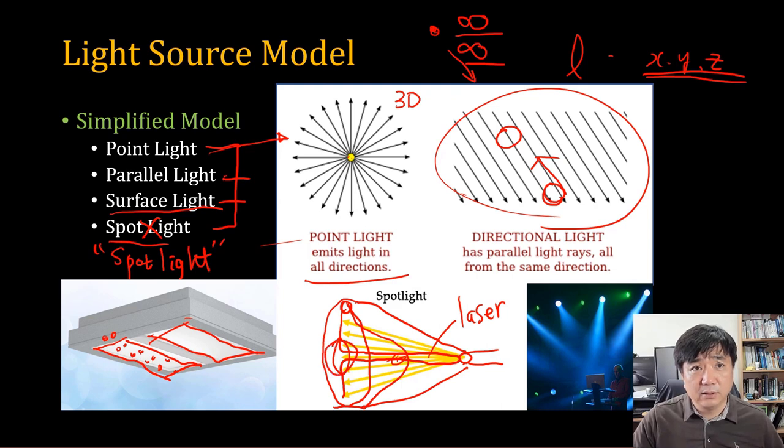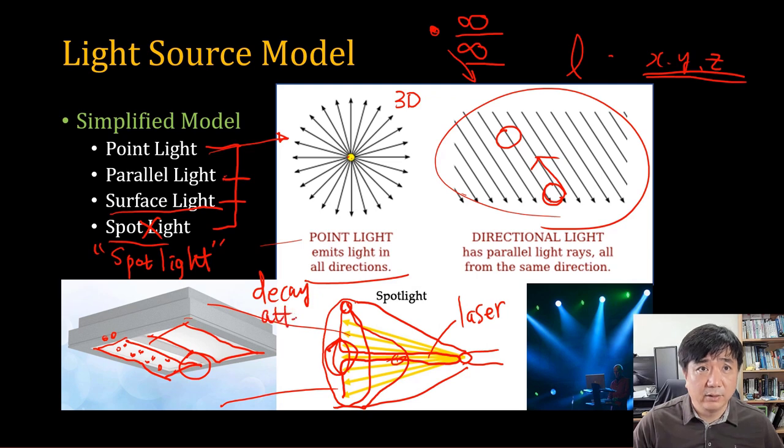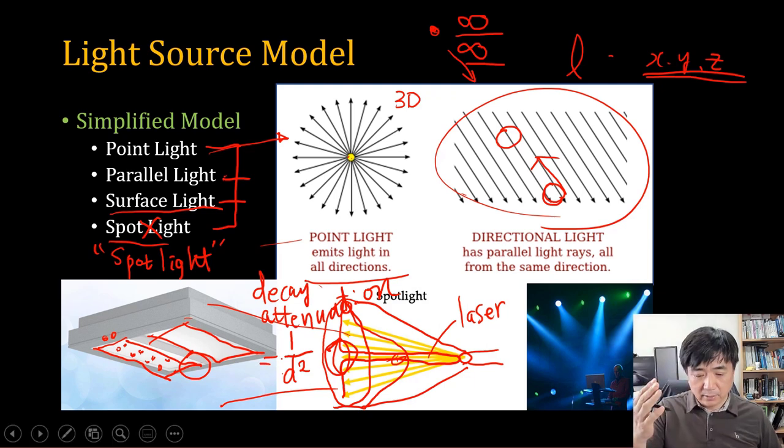If the object is here, the energy will be reduced. We call it attenuation. In a simple mathematical model, it goes in all directions, so it is the inverse of the distance squared: if the distance is d, then one over d squared is the decay rate. Actually it is not exactly true.